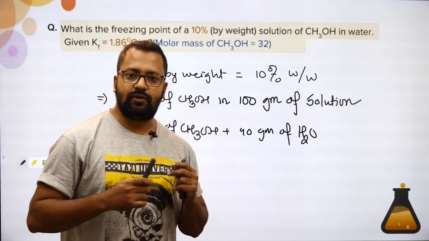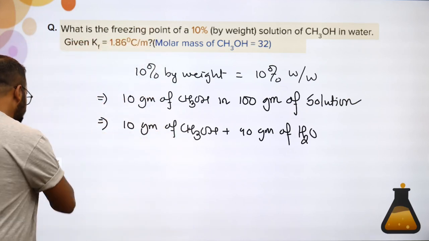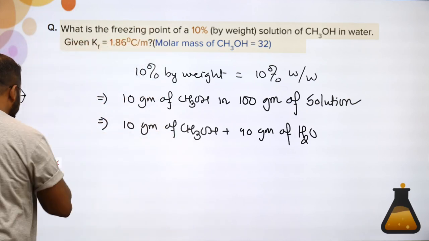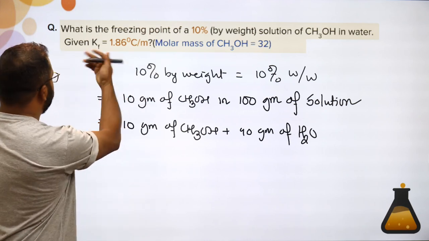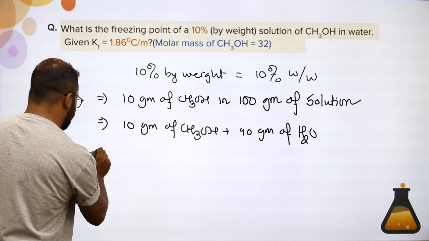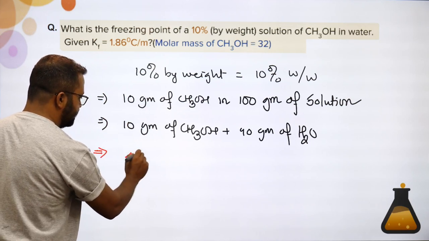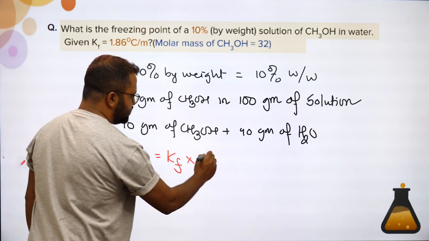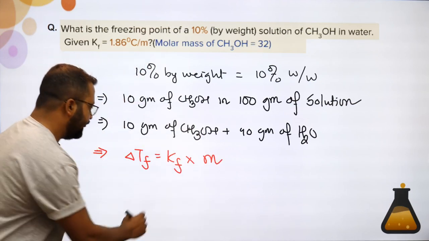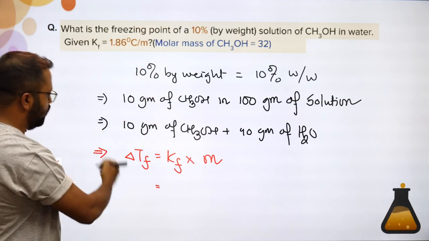10 grams of CH3OH plus 90 grams of water. Now let's move ahead. I have to calculate the freezing point. So we calculate it like this: Delta Tf will be equal to Kf times molality. Kf is given as 1.86.